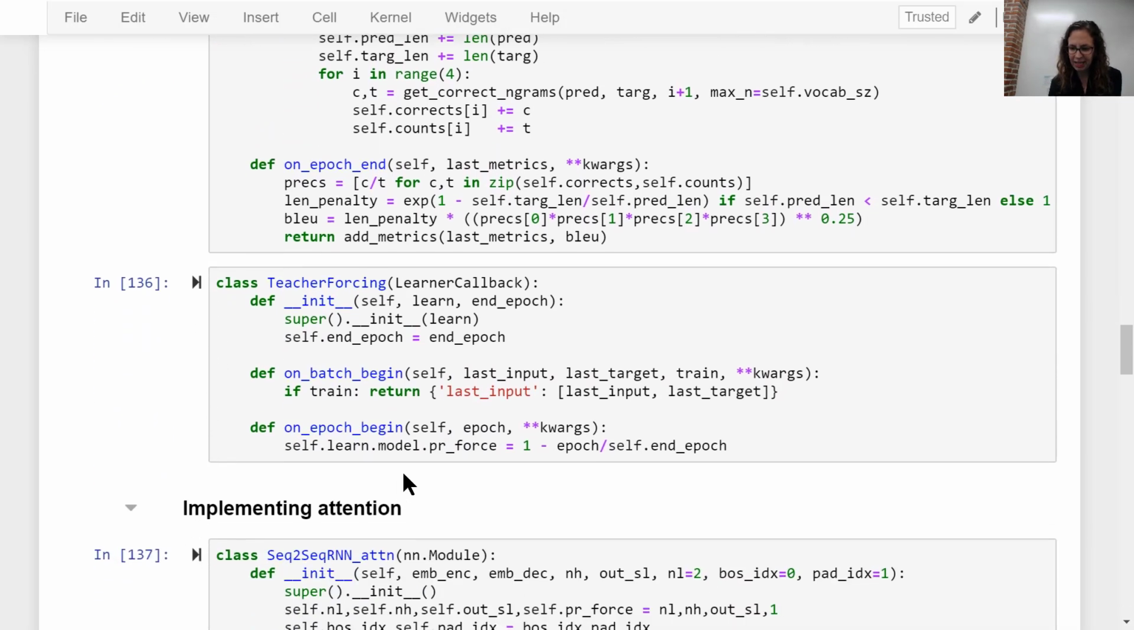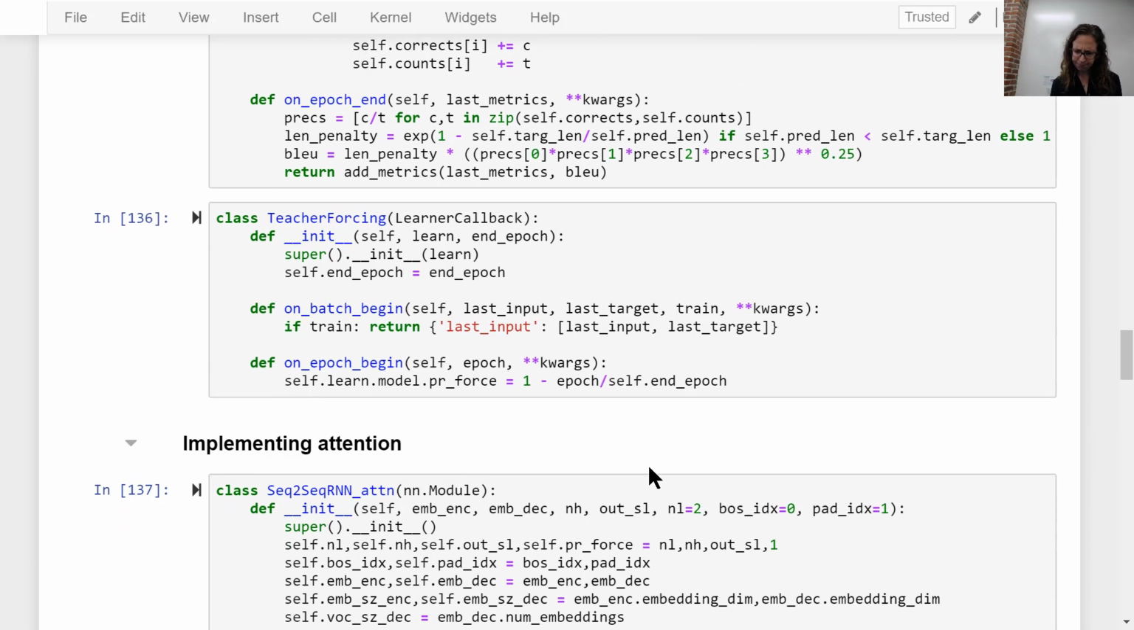Teacher forcing, we can see here that the probability of teacher forcing is going to start out at 1 and then decrease as you get later and later into the epoch, and that's because your model's getting better, and so you don't want to keep feeding in the correct answer all the time, but want to have it start using its own output, since that's what will be necessary at inference time or in production.